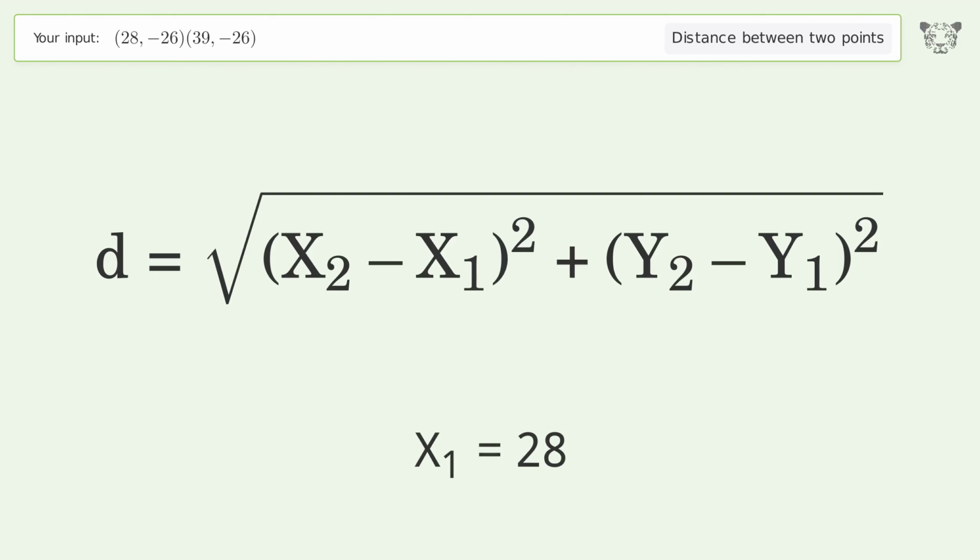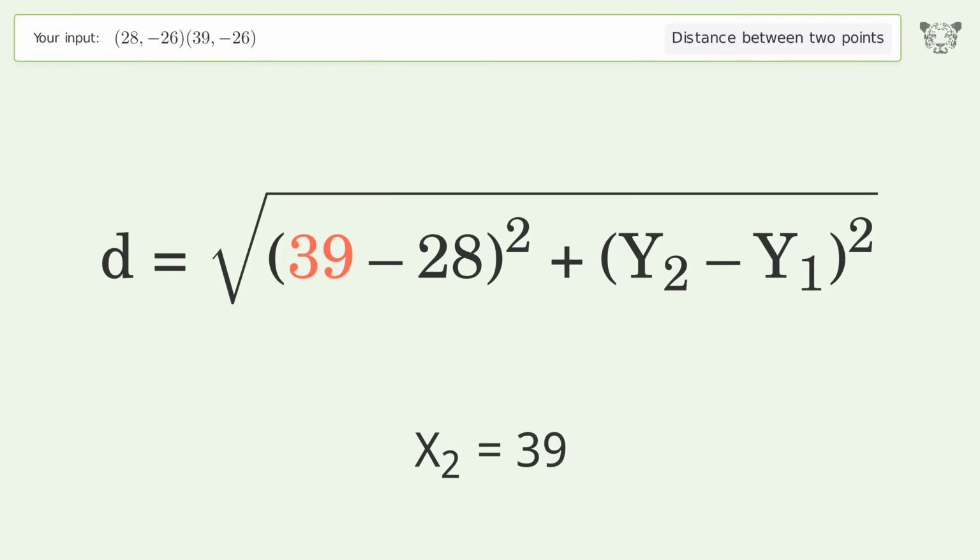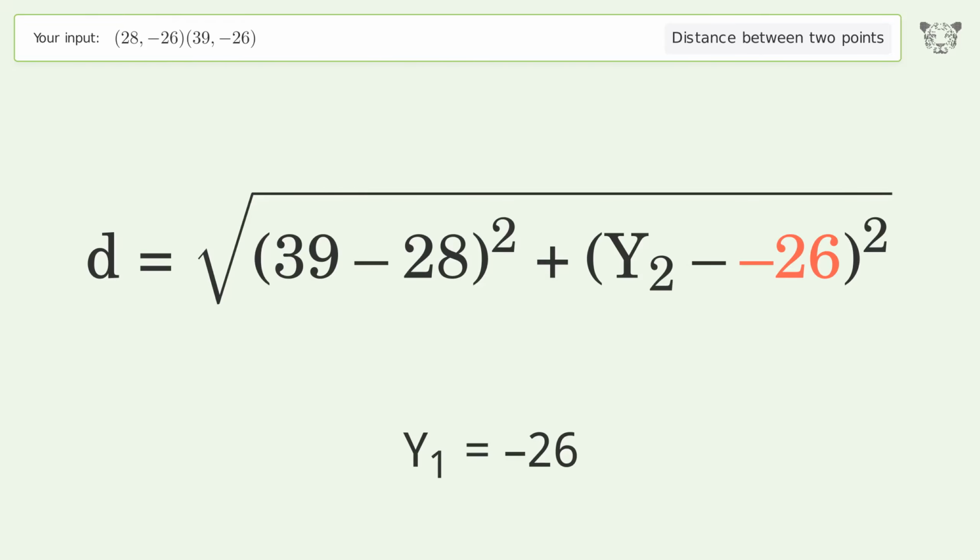x1 equals 28. x2 equals 39. y1 equals negative 26. y2 equals negative 26.